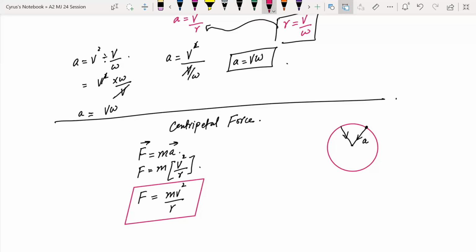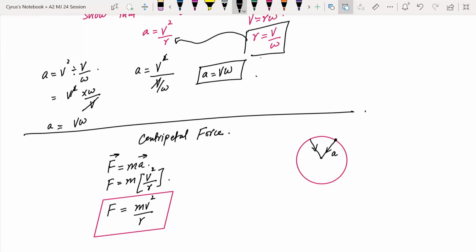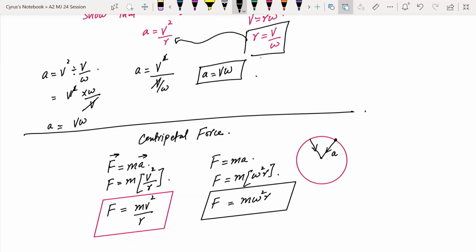So we get another formula for the force as mv square over r. I could have used r omega square, and that would have given me omega square r. Okay. So F is equal to m omega square r. That is also fine.